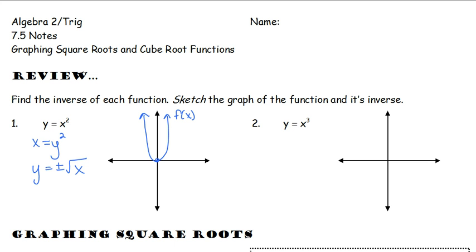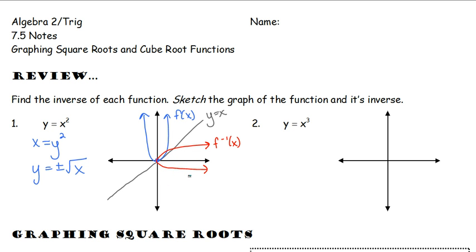You can either plot points, or we know that the inverse is reflecting over the line y equals x, and if I reflect that graph over that line, the inverse is that parabola going to the right. Now we have a plus or minus, so if I were to plug in 1, the square root of 1 would be 1 or negative 1 because of the plus or minus sign. The square root of 4 would be plus or minus 2, so giving me both of those mirrored points.